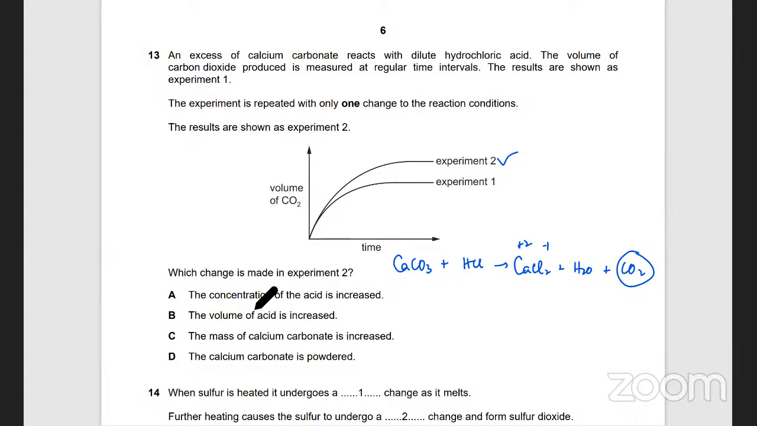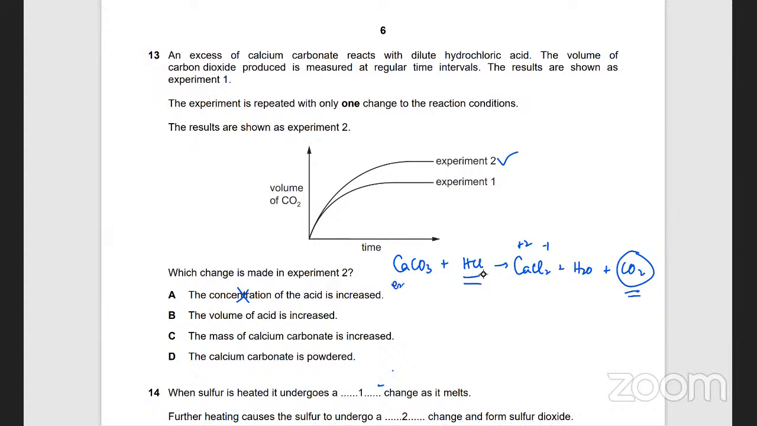So the first option can't be right, because if you increase the concentration, the speed would increase, right? So that's not the option, because the speed has to be the same. If they increase the volume of acid, will you get more carbon dioxide? Meaning, increase the amount of HCl.